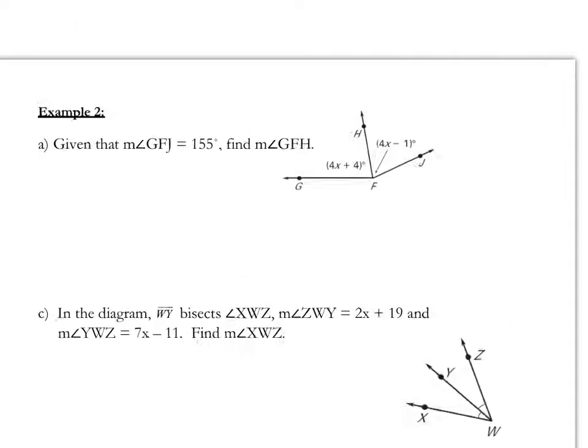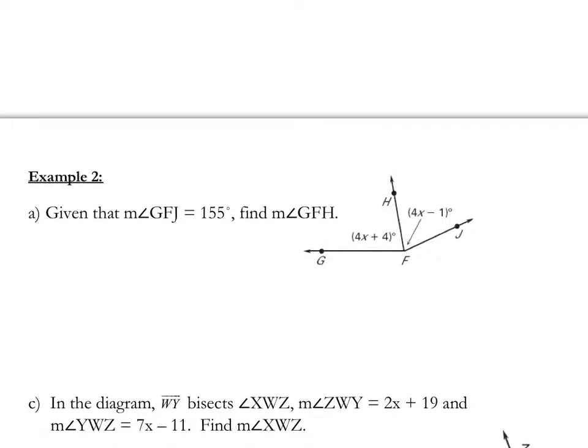Alright, so we have a few different problems here. Given the measure of angle GFJ, so first I have to figure out what GFJ is. GFJ, so that's the whole angle. So my whole angle is 155 degrees. So this is part plus part equals the whole because I'm given the whole thing. So 4x plus 4 plus 4x minus 1 equals 155 degrees. And then we can solve.